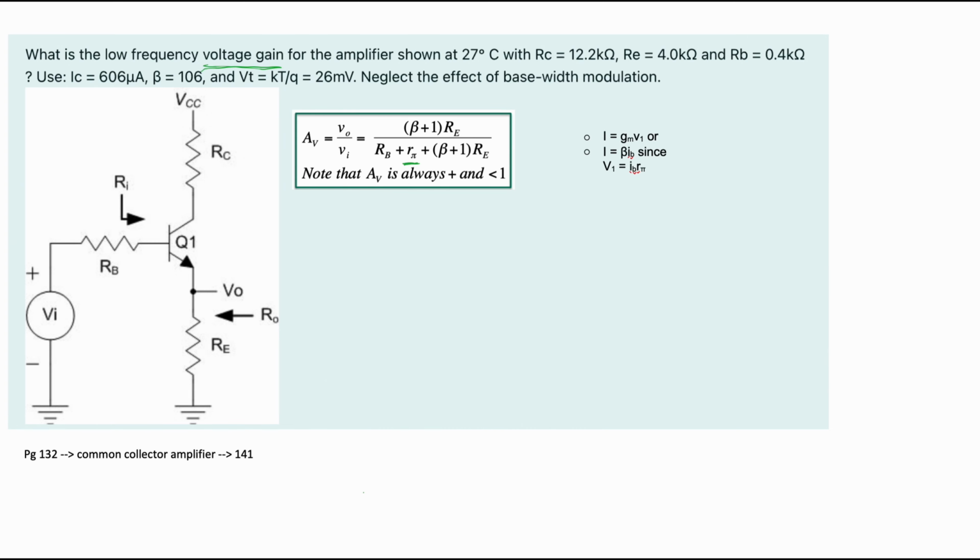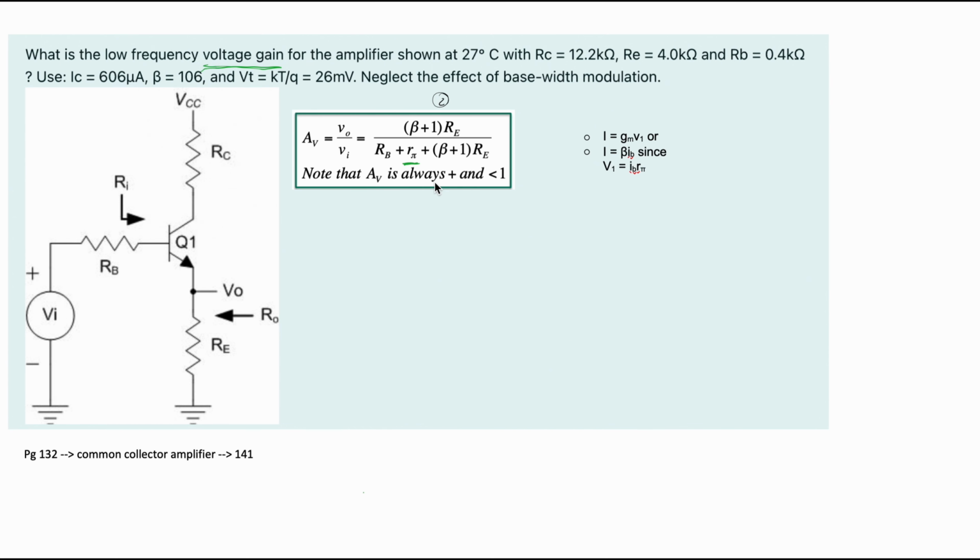What is the low frequency voltage gain for the amplifier shown? Well, the amplifier shown is a common collector amplifier. The way we can figure this out is by looking at the notes linked below the like button in the description on page 132, and we are going to get this equation for our voltage gain. Now, we are going to plug it into this second part right here.